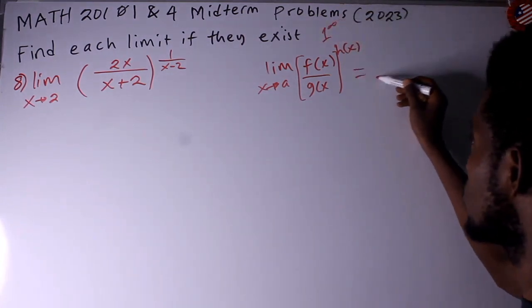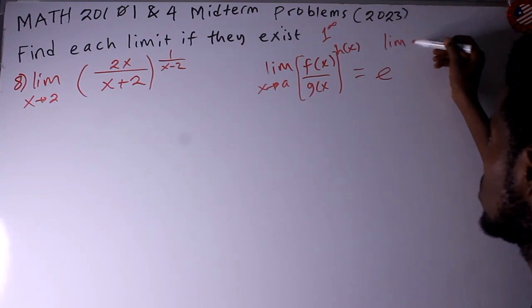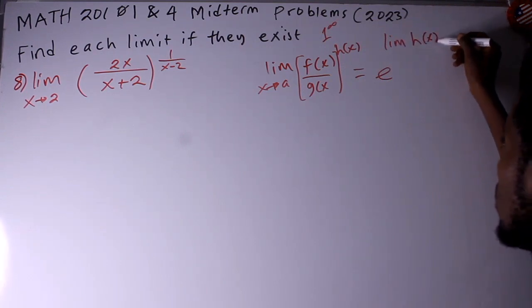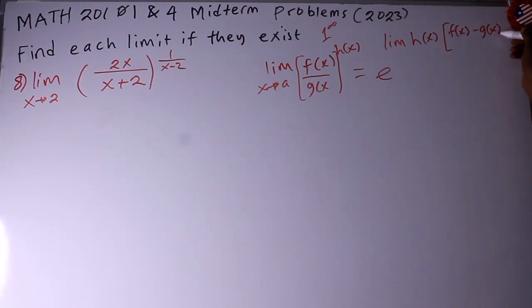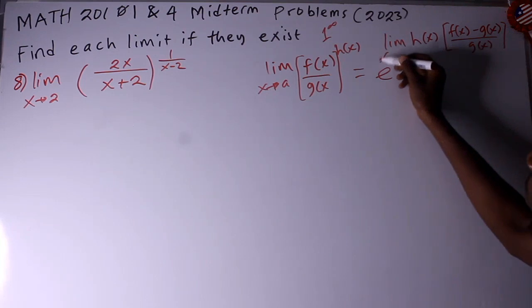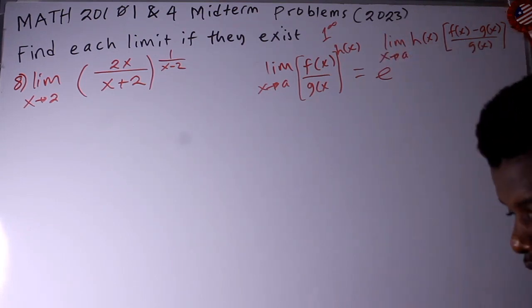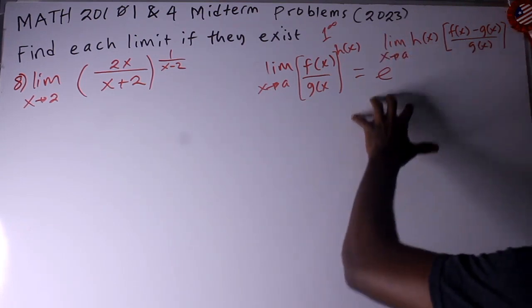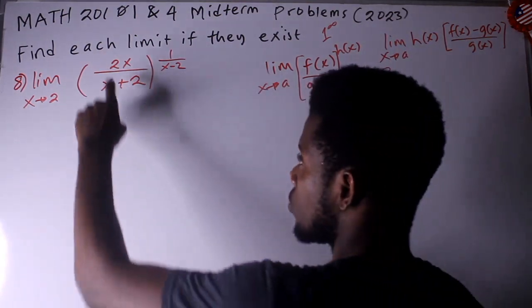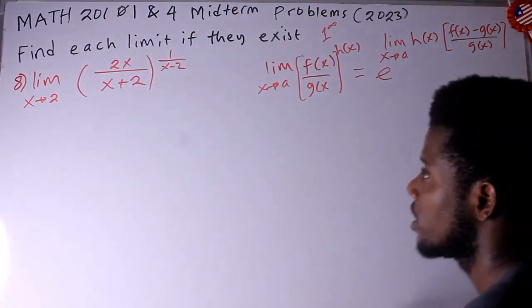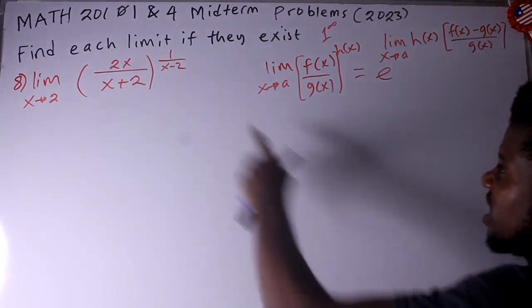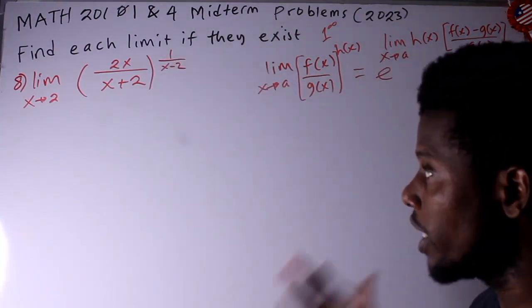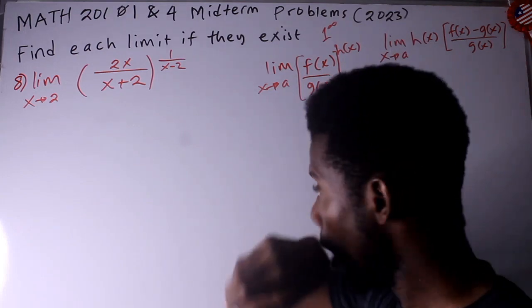this entire thing is equal to e raised to the power of the limit of h of x multiplied by f of x minus g of x, all divided by g of x. This is what that entire expression equals. So that's what we're going to use. In this case, our f of x is 2x, our g of x is x plus 2, and h of x is 1 over x minus 2. So let's quickly move on to evaluate that.